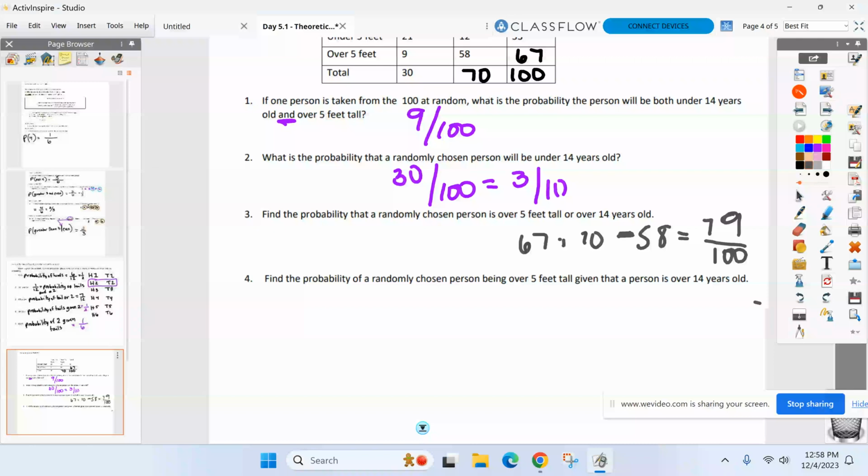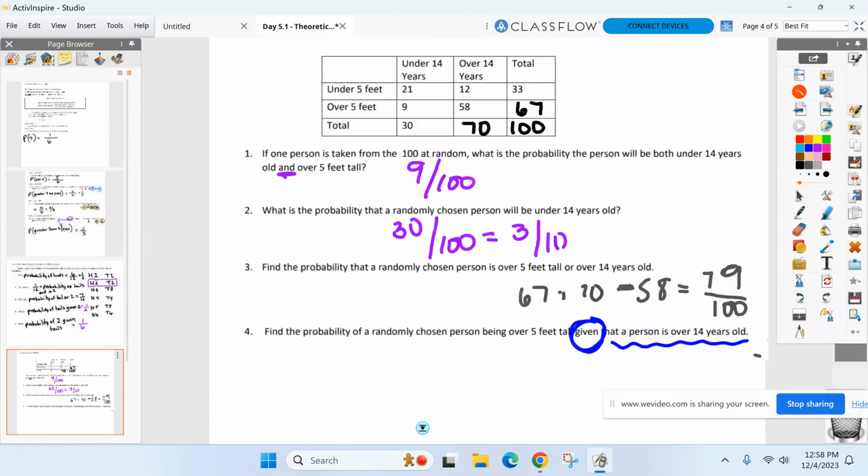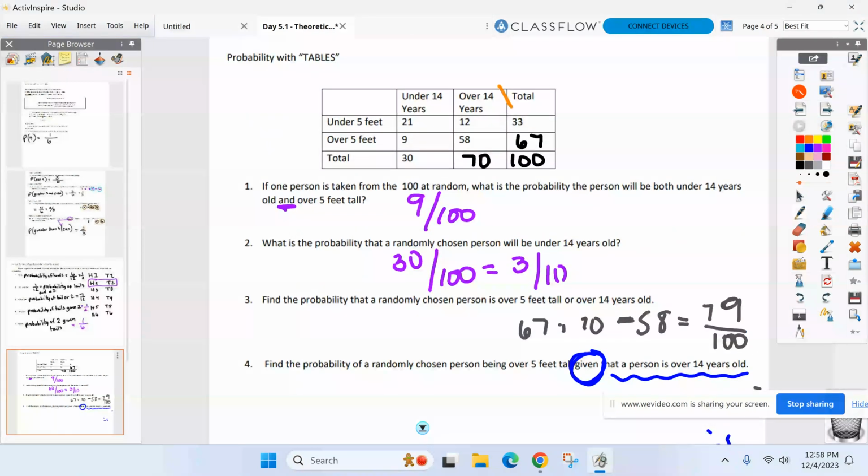You choose a person over 5 feet tall, given the person's already over 14 years old. So this is not out of 100 anymore. Because what are we doing? We already know that the person is over 14 years old. So we are only focused on this column right here. Correct. That column. Because we already know they're over 14. So we're saying out of those 70, not 100, out of those 70, how many are over 5 feet? If you read the table, 58 of them. So if it's a given problem, be ready for it to be a different denominator than the total.